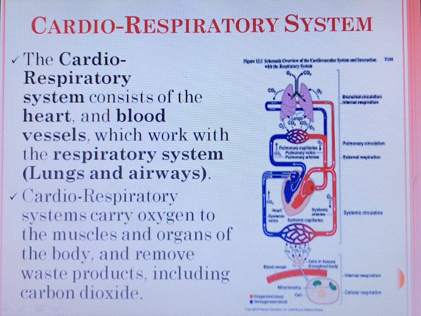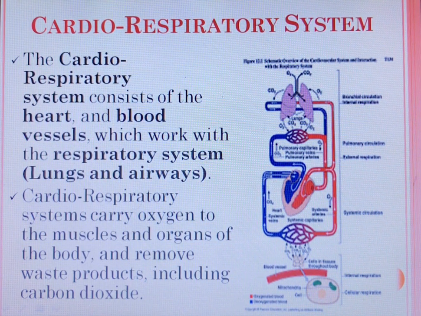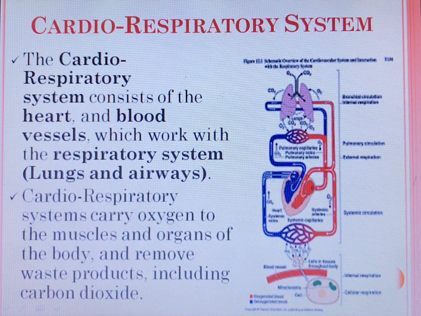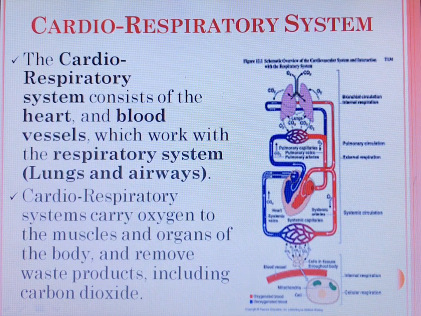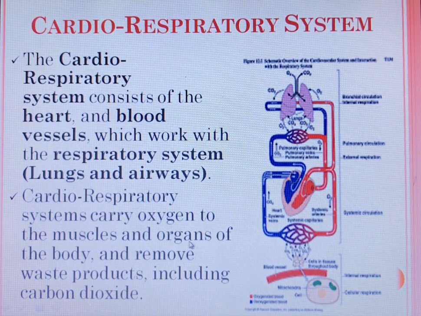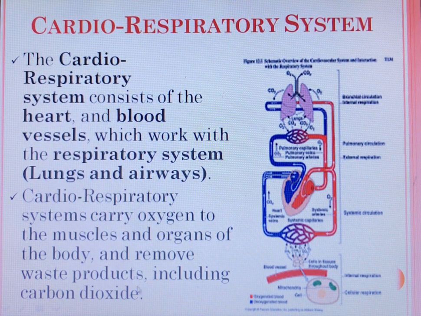What is the cardiorespiratory system? The cardiorespiratory system consists of the heart and blood vessels which work with the respiratory system. Children, heart and blood vessels are the organs of the circulatory system, as well as lungs and airways are the organs of the respiratory system. The cardiorespiratory system carries oxygen to the muscles and organs of the body and removes waste products including carbon dioxide.